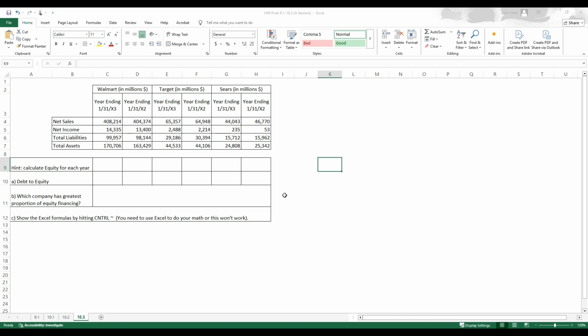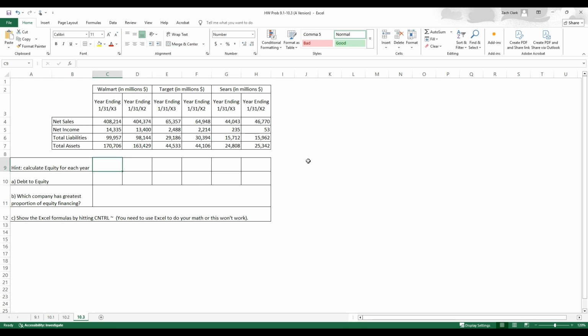All right, everybody. In this video, we're going to take a look at the last problem here in this series of homework problems from chapter 9 and 10, and 10.3 is our last problem here. What this problem is going to ask us to do is calculate the debt to equity ratio for different companies and compare those, and look at what that means.